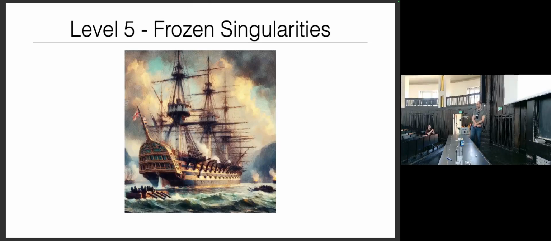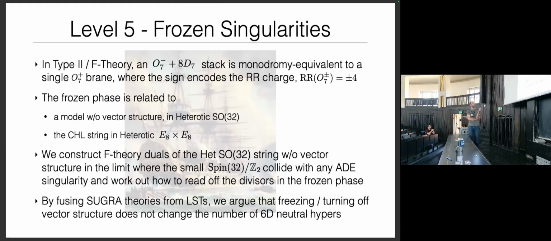Okay, the last level of complication is the frozen singularities. So if you take type IIB or F-theory, you can exchange a stack of an O7-minus plane with eight D7 branes for a single O7-plus plane, just on the level of the RR charges. This is in the normalization where the RR charge of the 7-brane is 1, and the RR charge of the O7-plus or minus plane is plus or minus 4.